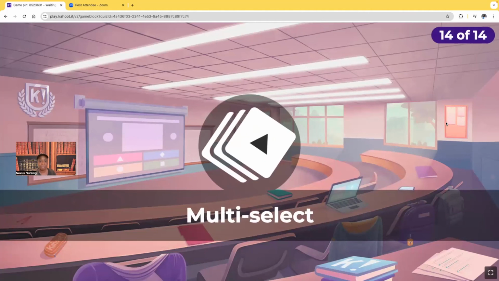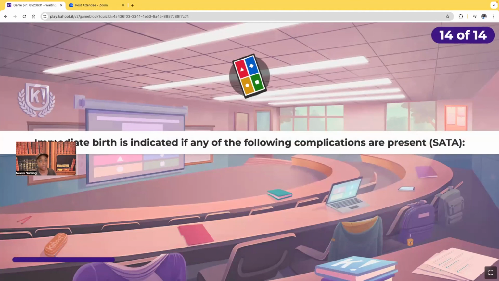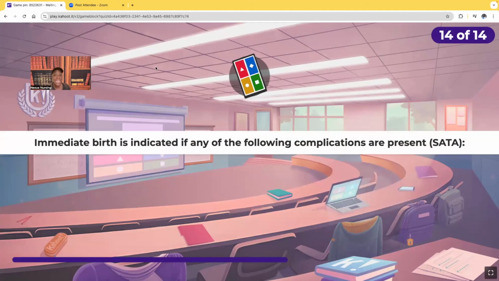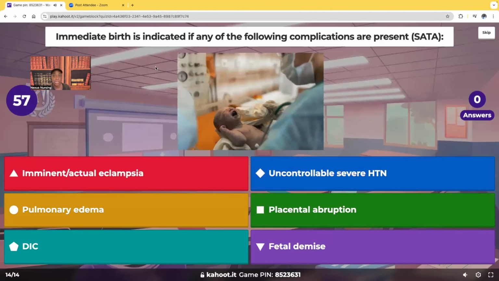Last question. Select all that applies. What's the question? All right. Immediate birth is indicated if any of the following complications are present. So if any of the following complications are present, mom has to go into labor immediately. Here are your options. Imminent or actual eclampsia, uncontrollable severe hypertension, pulmonary edema, placental abruption, DIC, or fetal demise.